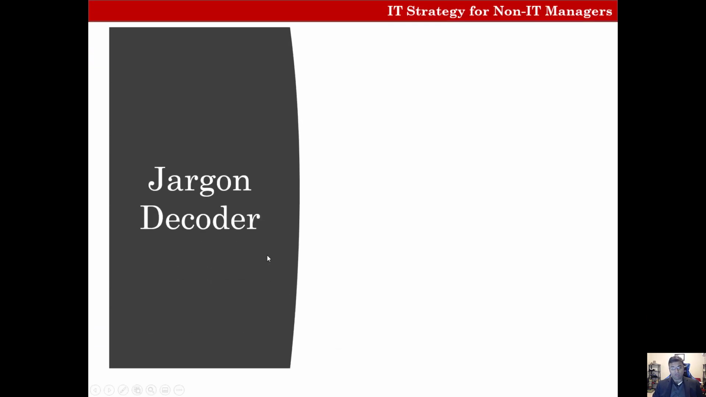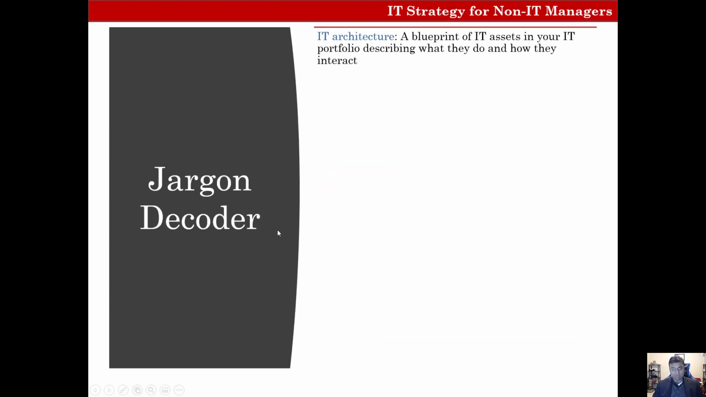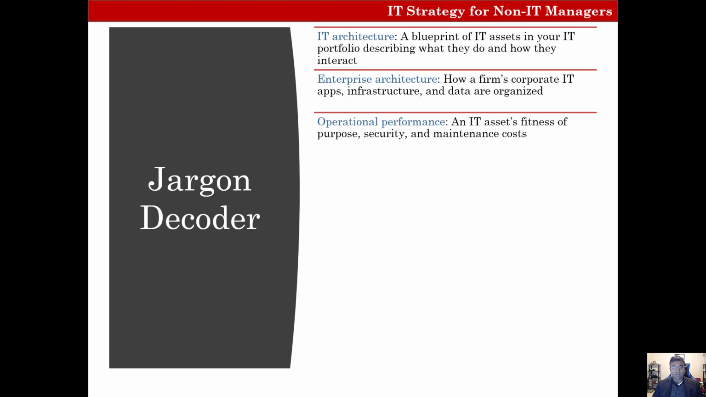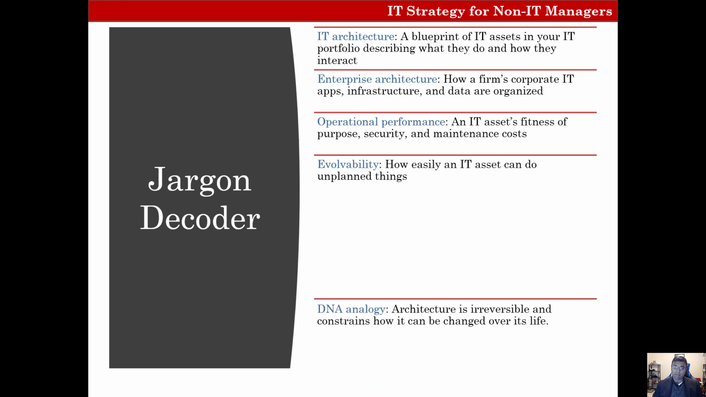So let's look at some of the jargon we're going to use. The first name is IT architecture, and as I have mentioned earlier, it is a blueprint of IT assets in your IT portfolio, and we are going to talk about what they do and how they interact. Enterprise architecture is how a firm's corporate IT applications or apps, infrastructure, and data are organized. Operational performance is an IT asset's fitness of purpose, security, and maintenance costs. Evolvability is how easily an IT asset can do unplanned things.